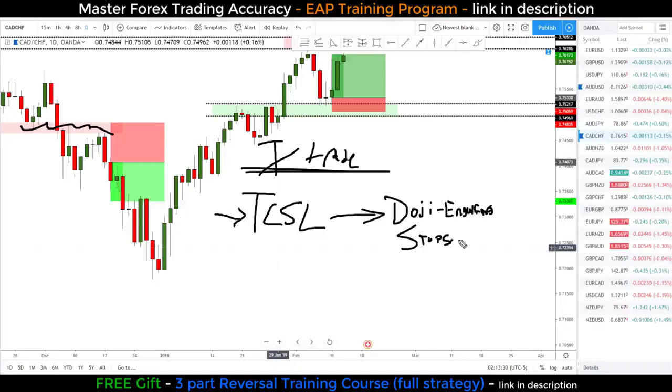Again, I've never tested this. I don't know if this is profitable. I'm giving you an example of what a trading plan based around this would look like, because that's what I was promising you earlier in the video I was going to do.